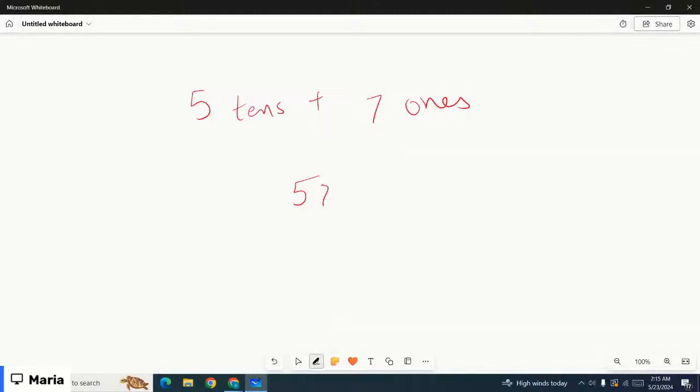Okay, the next one is nine tens. Which number do they make?